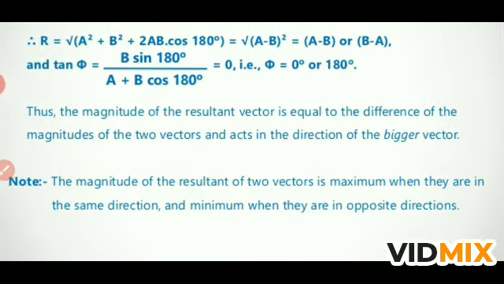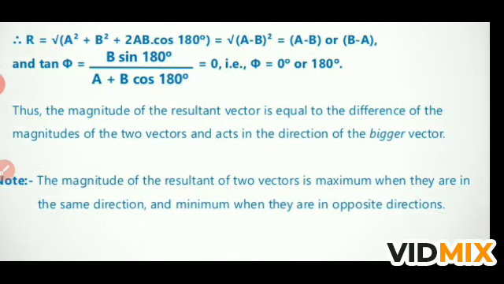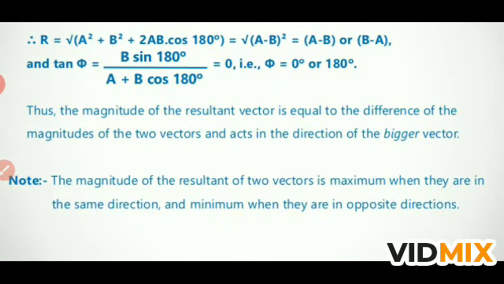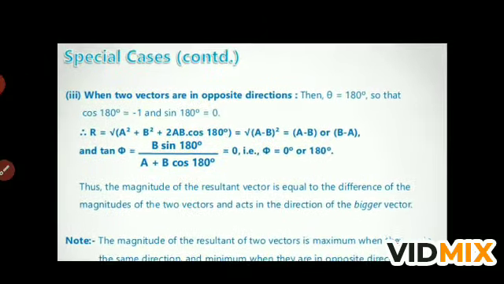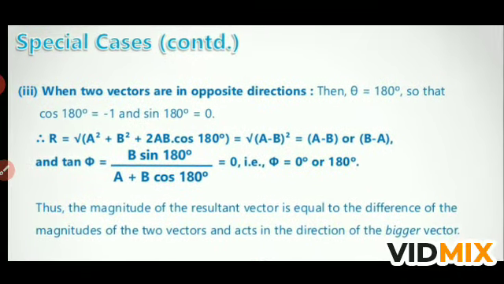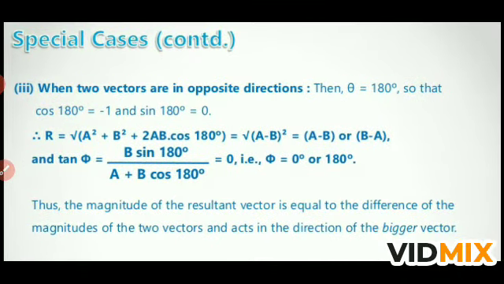Now a very important point, note that the magnitude of the resultant of two vectors is maximum when they are in the same direction and minimum when they are in opposite direction. We saw this in the previous slide, where the two vectors in the same direction give maximum resultant, and when they are opposite, the resultant is minimum. So seeing all the cases, we understand that if the angle between the two vectors changes, the resultant also changes and the direction also changes. So apply this on your questions and numericals.